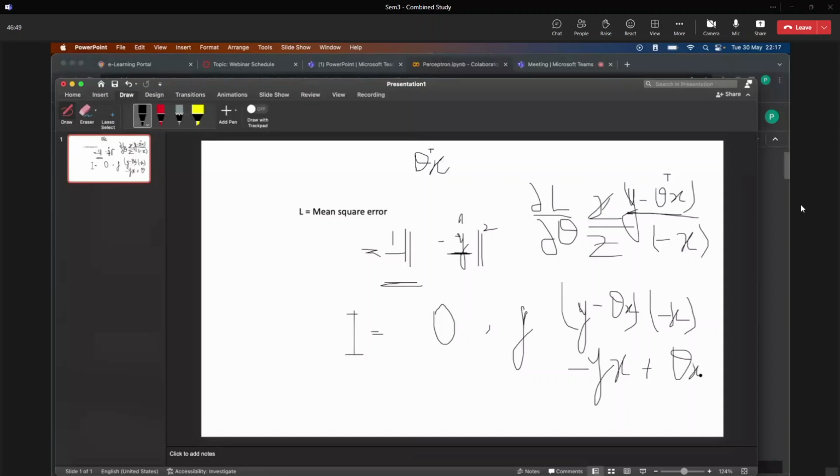And now for perceptron, what is a perceptron? It is a single layer, right? A single neuron. So for this single neuron, we have the function like this: w naught plus w1 x1.